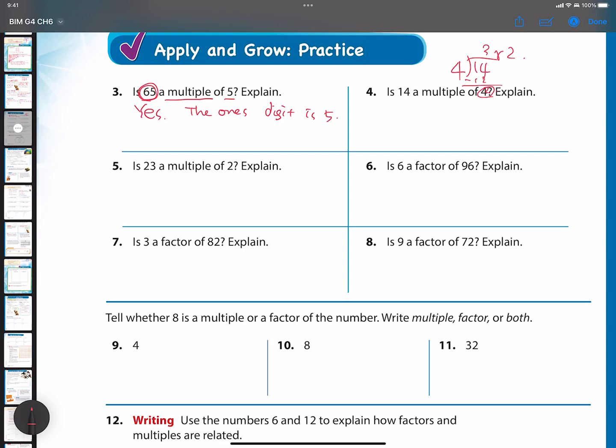Since there is a remainder, the answer is no. We can show it like this: 14 divided by 4 is 3, remainder 2. A factor cannot have any remainder, okay?